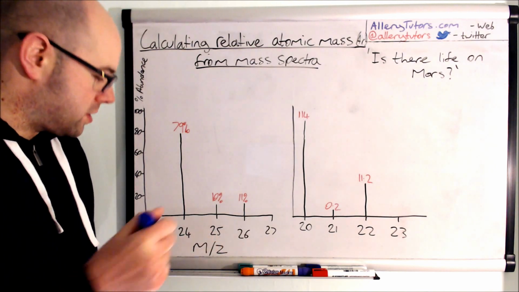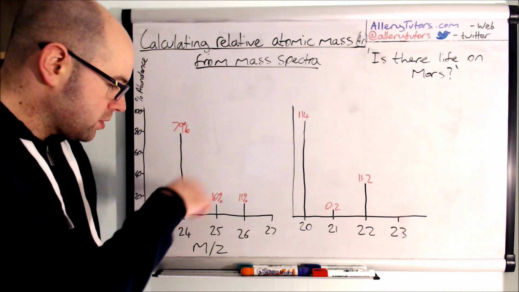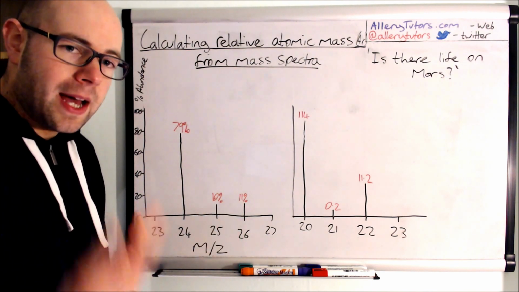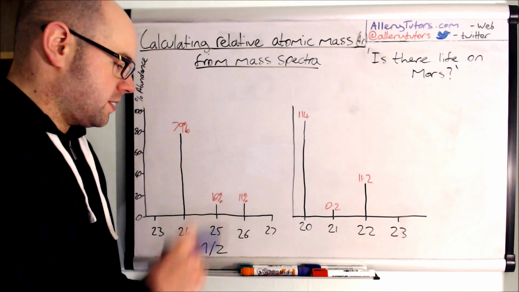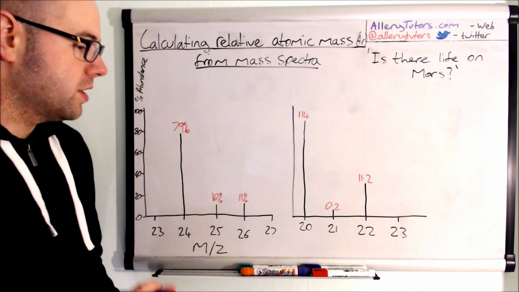We're going to try and identify the element from this, and it's really simple. All we have to do is look at our mass to charge ratio and our abundance, and multiply that number with that number, and the same with the other isotopes as well. Add them up and divide them by the total sum of the isotopes, the total abundance. So let's make a start.